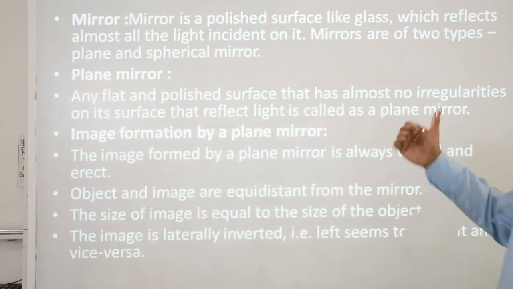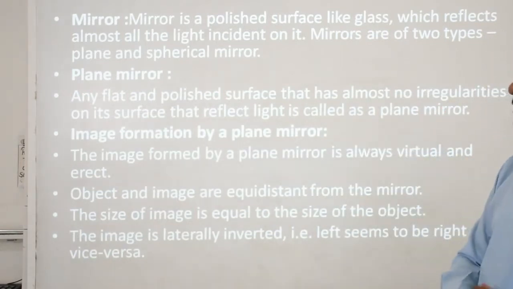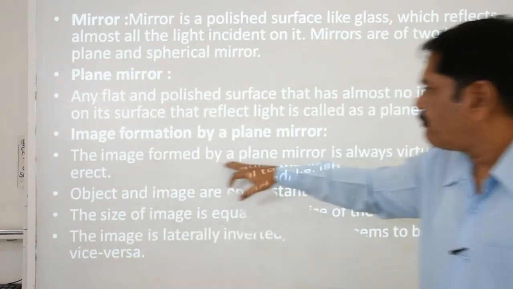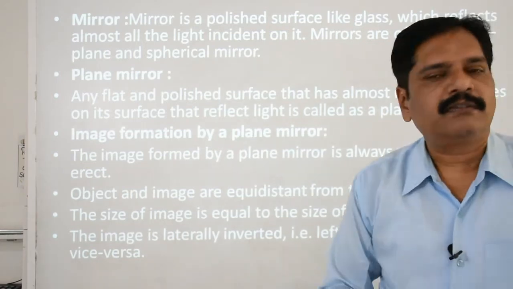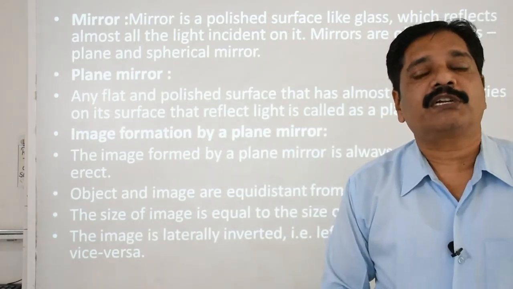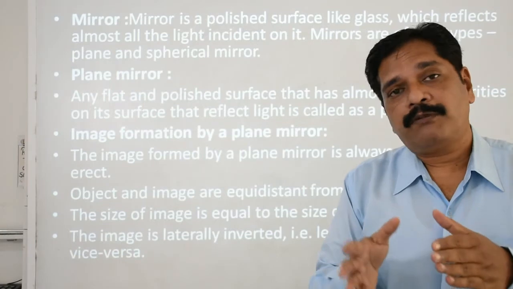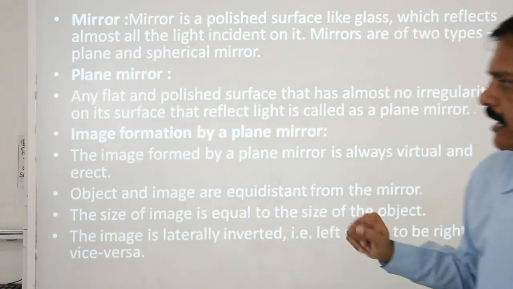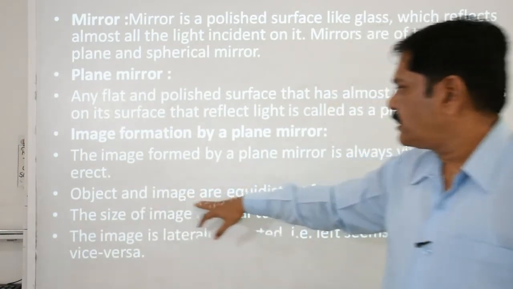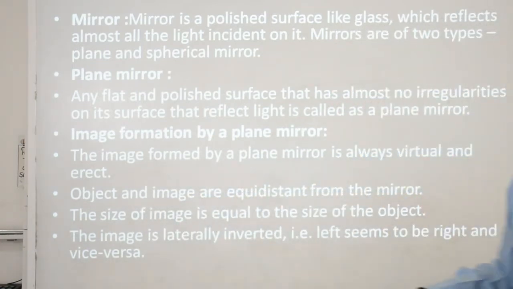Okay, when you want to form the image by the plane mirror, then what will be the feature? The image formed by a plane mirror is always virtual and erect. Just as we learned in the previous discussion, the virtual image is always erect. Okay. Now, second thing, the object and image are equidistant from the mirror.